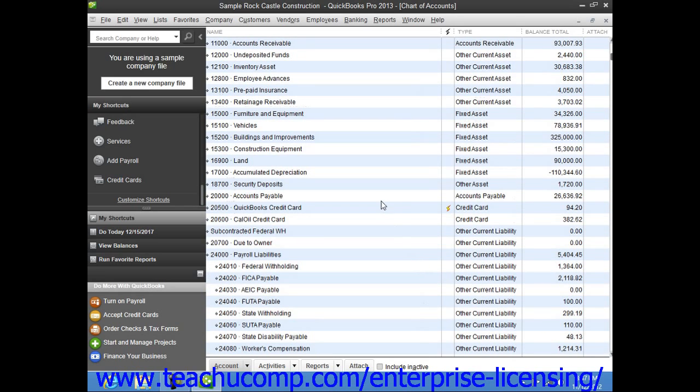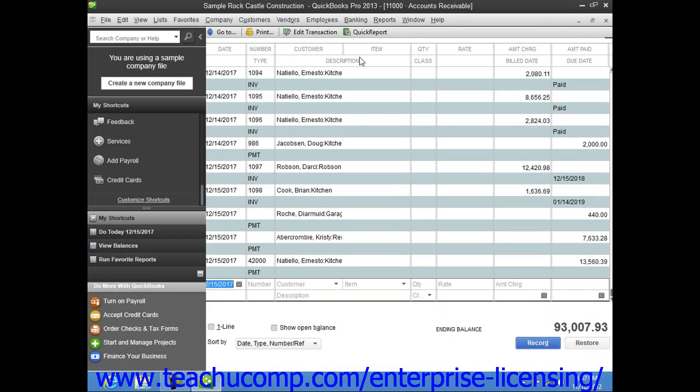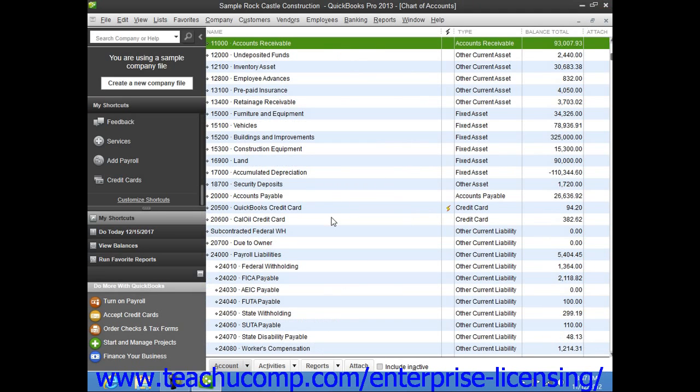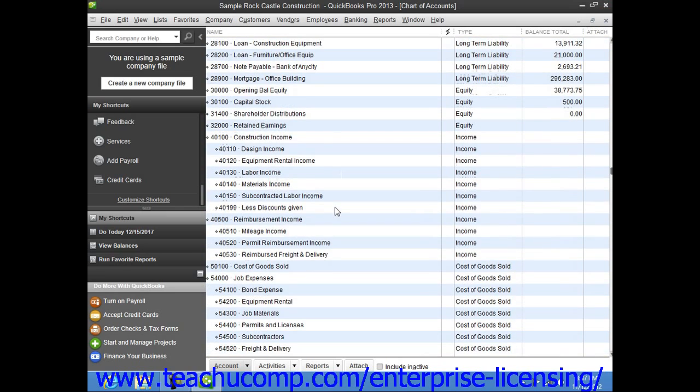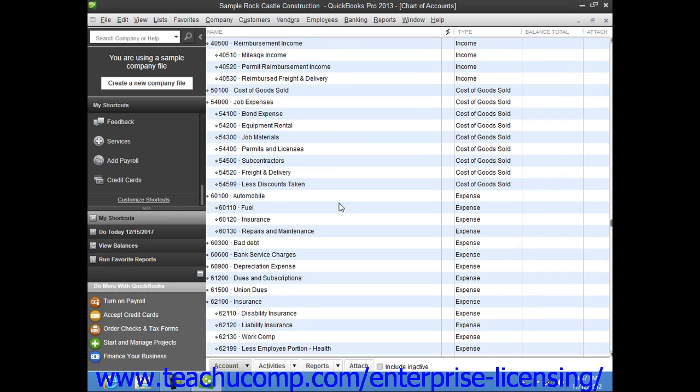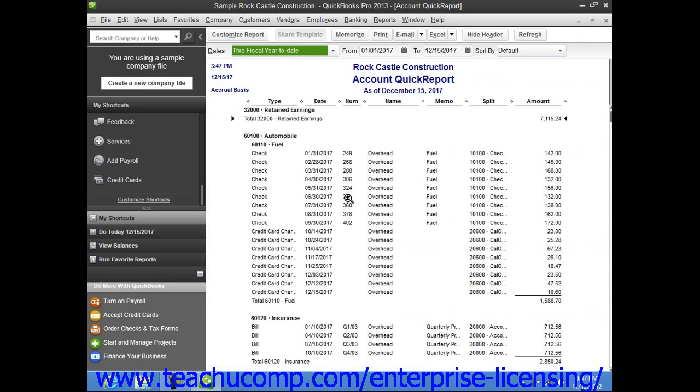Each of the balance sheet accounts has a register associated with it. Unlike the balance sheet accounts, the income and expense accounts each have a report that lists the transactions associated with the account. We'll look at these different types of accounts in more detail in later chapters, but let's review the general list of the different types of accounts and whether they appear in the balance sheet or the profit and loss statement within QuickBooks.